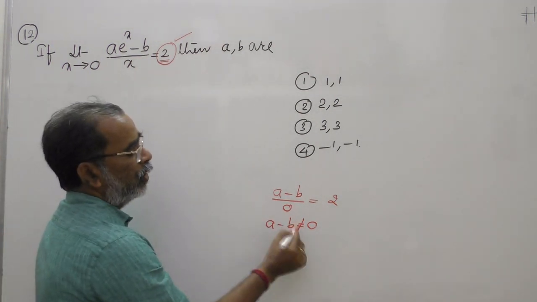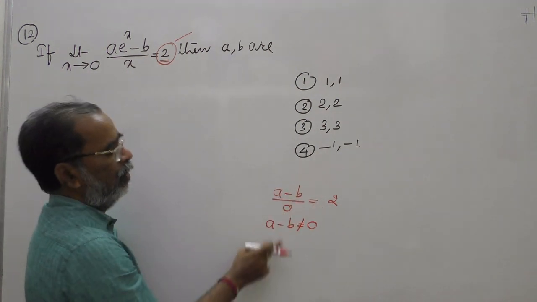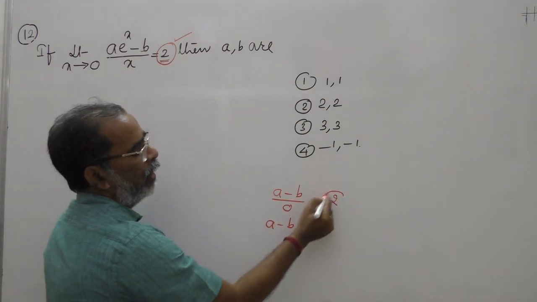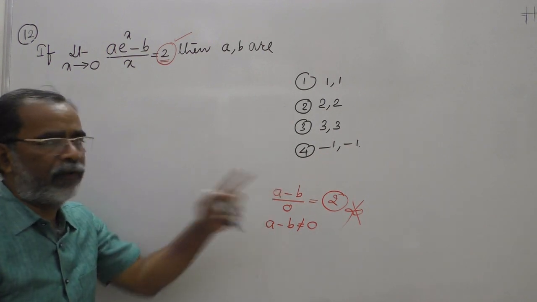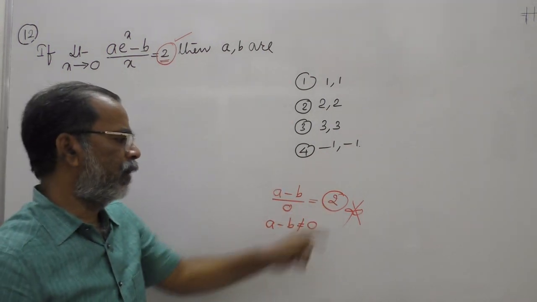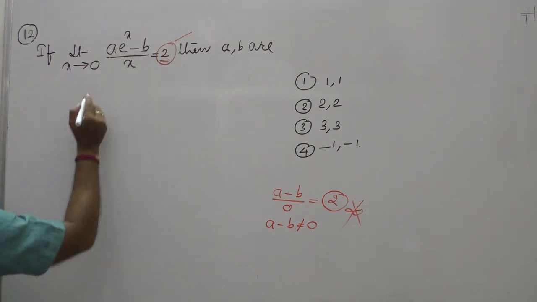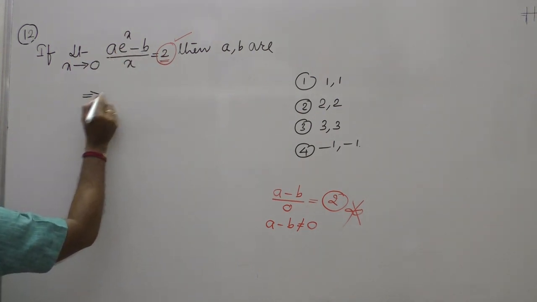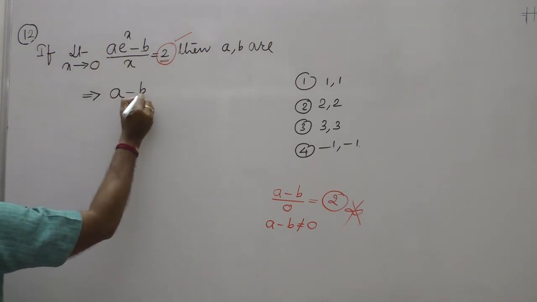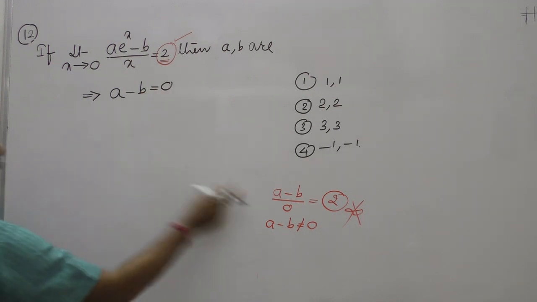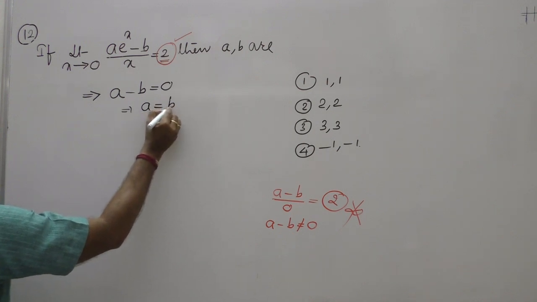If this is not equal to 0, if it is some number, say 3, 4, 5, etc., something by 0 will be, answer will be infinity. But he did not give infinity, he said finite. This limit is finite when numerator is 0. So this implies what I can write. What is numerator here after writing limit? A minus b. This should be 0. Therefore, what this implies? A is equal to b.